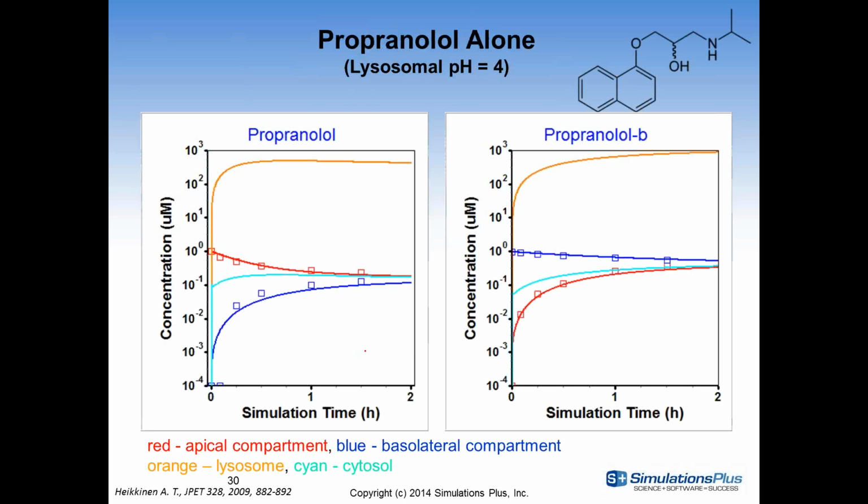So here's propranolol alone with a typical lysosomal pH of 4, and we can see we can fit from Aki's data the donor compartment, the receiver compartment. We can fit the cytosol. Well, there's no concentration from the cytosol from the paper, but you can see what the cytosol concentration would be. But you can also see that the lysosome concentration rises and goes up to a very high level. And this is whether we're going from A to B or from B to A. So the colors change here. The blue is always that basolateral compartment.